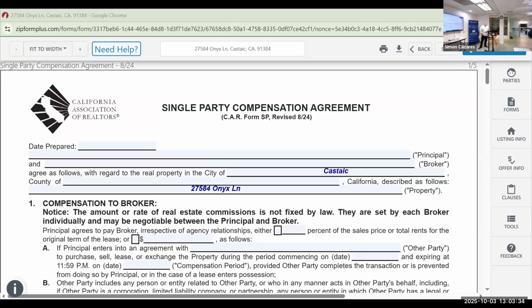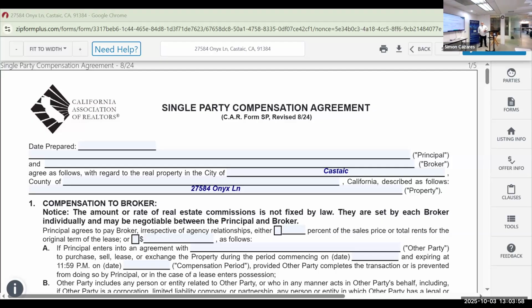So I get this quite often. I have a seller that wants to sell the property. I have a buyer that wants to buy the property, but there is no listing. It's not on the MLS. It's not at any third-party websites, but we have a buyer and seller that want to sell a property, right? And the buyer that wants to buy the property.